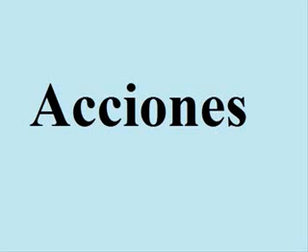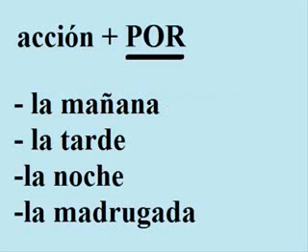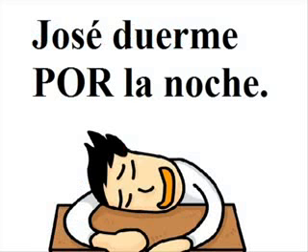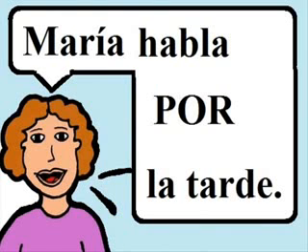So now let's talk about how to talk about actions when using time phrases. If you want to say that somebody does something during a time of day, you're going to use the word por. So you can say por la mañana, por la tarde, por la noche, por la madrugada. For ejemplo, José duerme por la noche. María habla por la tarde.